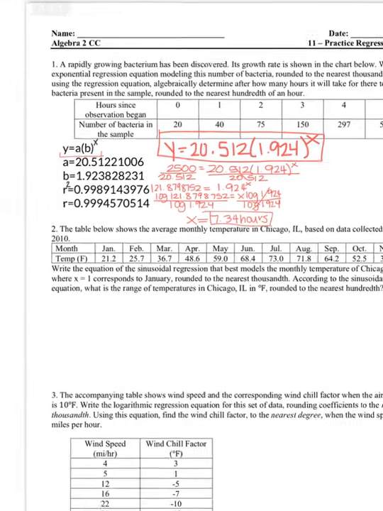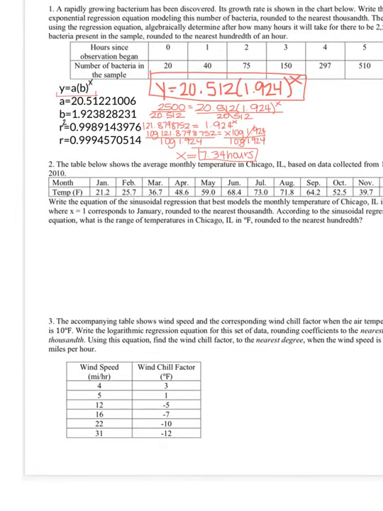Okay, number 2. So 2 and 3 are a little bit different. Number 1, that was an exponential. That's what we did on Monday and Tuesday. Number 2, if you go through and read, it tells you to find the sinusoidal regression. Sinusoidal, that's a trig function. So for right now, though, everything stays the same.